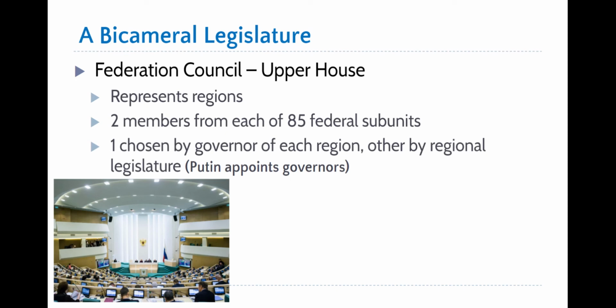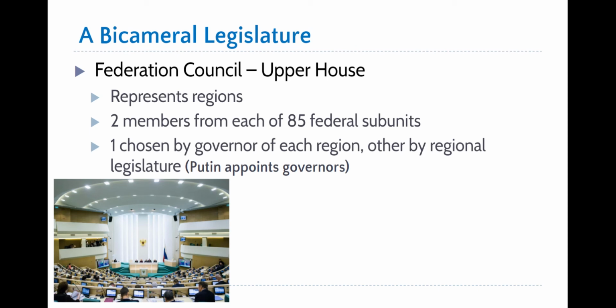All right, so going to the other house, the Federation Council, things get a little bit trickier. They are less typical of a legislature and have some interesting foibles. The way to think of the Federation Council is they are really connected to the federal structure of Russia. They represent specific regions, and they have 2 members from each of the individual federal subunits. One is chosen by the governor, and then one is chosen by the regional legislature.